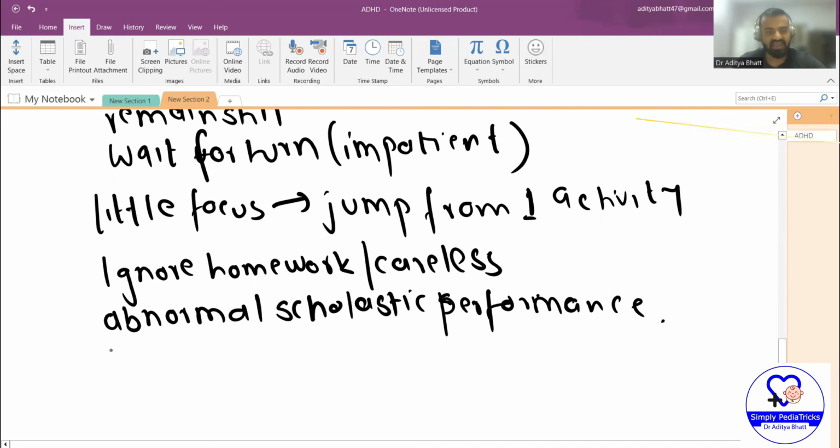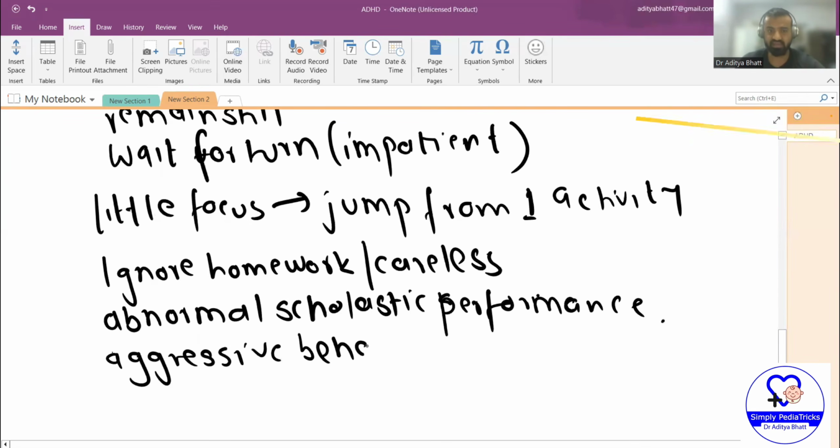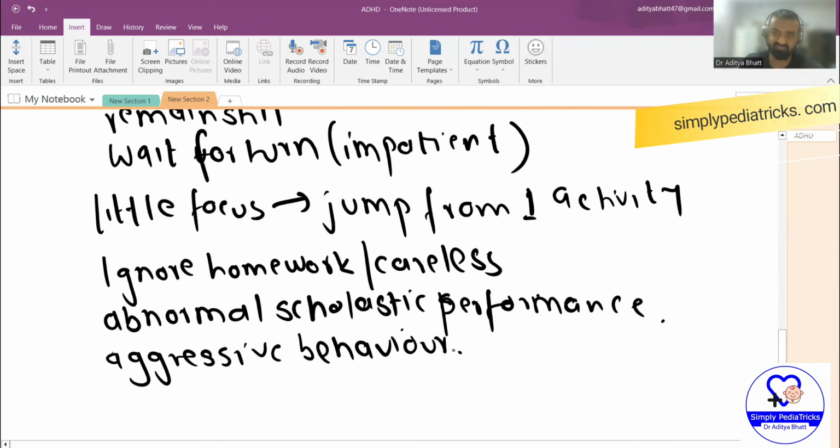Also, they blurt out answers before they can get their turn, and sometimes they are so impatient that it might look like an aggressive behavior. That is why they cannot wait for their turn, and if you make them wait, then they'll get aggressive. So that is very important.